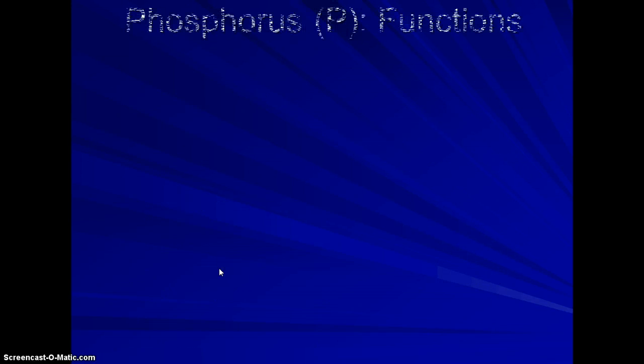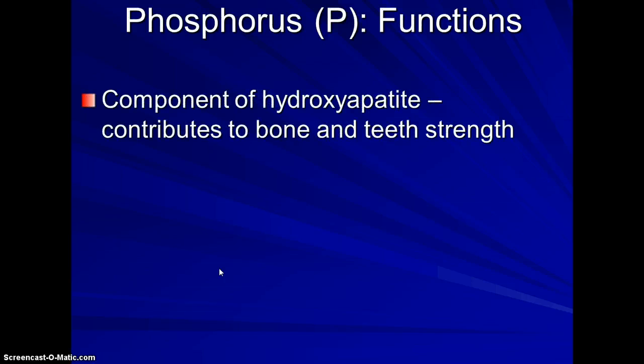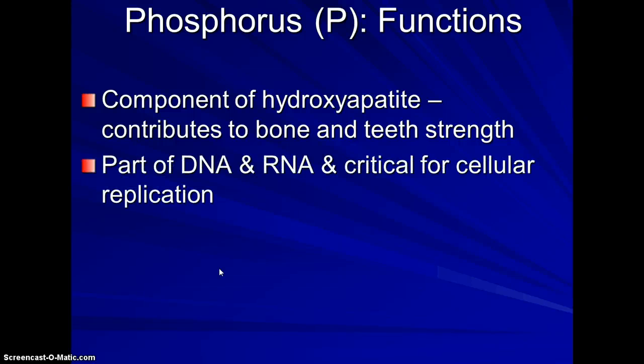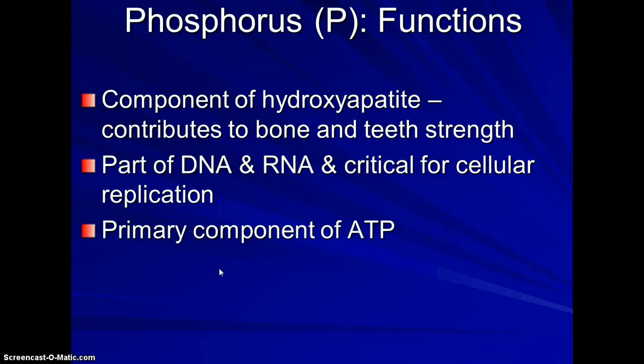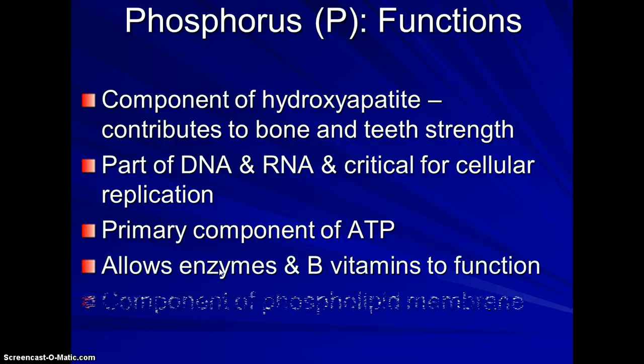I'm going to skip through a few of these. Let's talk about phosphorus. Phosphorus makes up something called hydroxyapatite, which contributes to the strength of teeth and bone. It is also part of RNA and DNA, and obviously the primary component of ATP. P is the phosphorus in ATP.